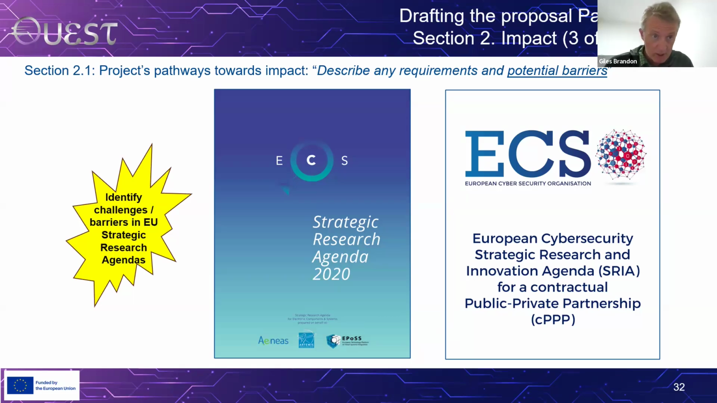So when I'm struggling to write section 2.1 about potential barriers, I go looking for the strategic research agendas. I look to see if there's a section talking about challenges, and that's often a very rich source of information which I can then draw upon and include in my proposal in this section.